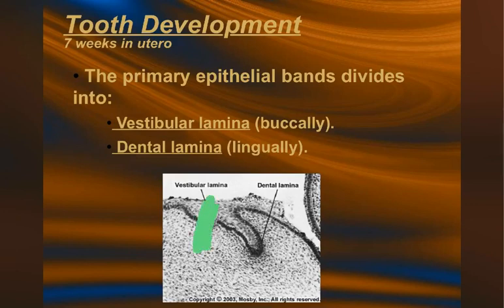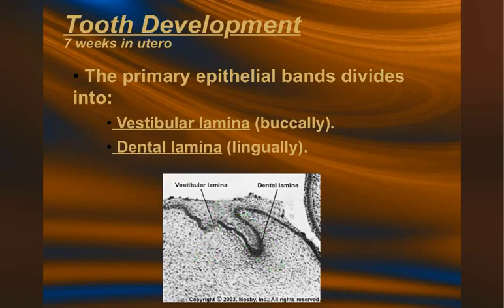Vestibular lamina located buccally, and dental lamina located lingually. This is the tongue here. So the dental lamina is closer to the tongue, and the vestibular lamina is away from the tongue, closer to the lip and cheek.